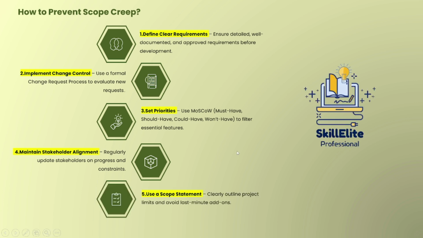And the last is use a scope statement. Well, this is like a clear rule book for the project. It tells everyone what's in the scope, what's not, so people don't try to sneak in extra work and last minute changes also. So this is very important. We must have a clear understanding of what exactly is in the scope and what is out of the scope. So in this way, we can prevent scope creep. We can say that scope creep is a project risk that can be avoided with clear planning, proper change control and strong communication.